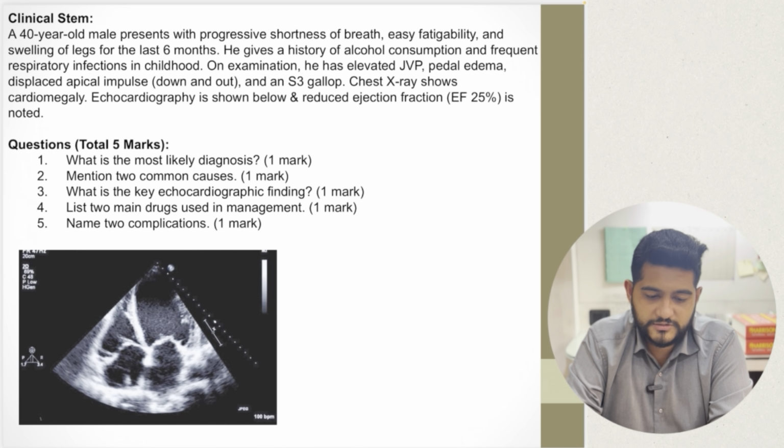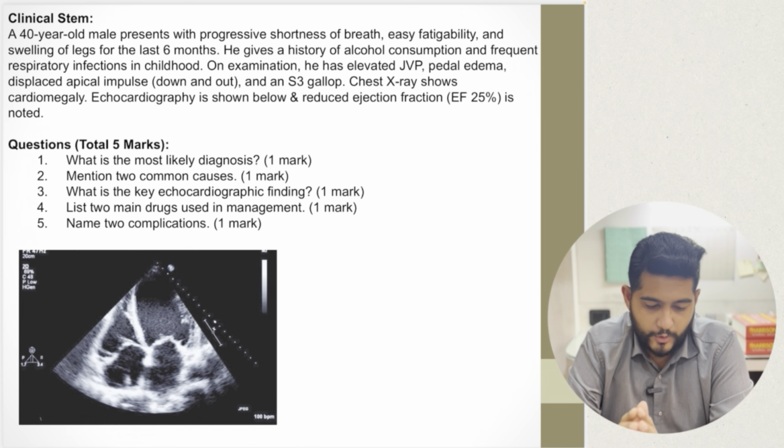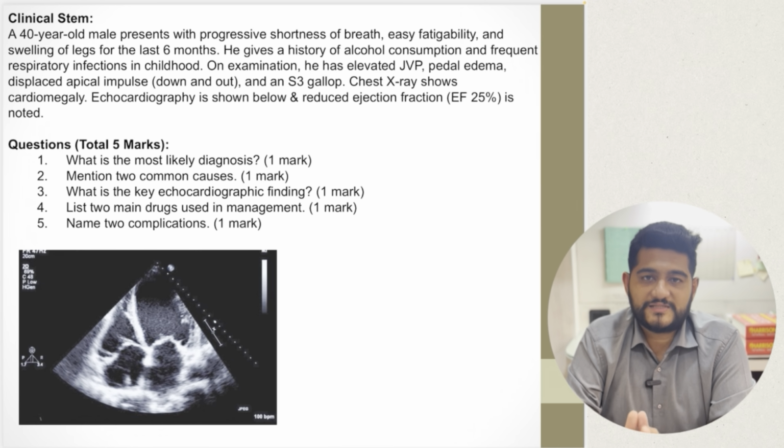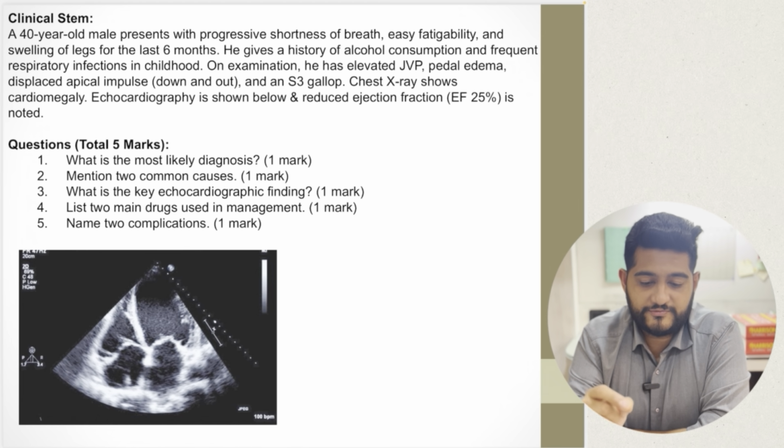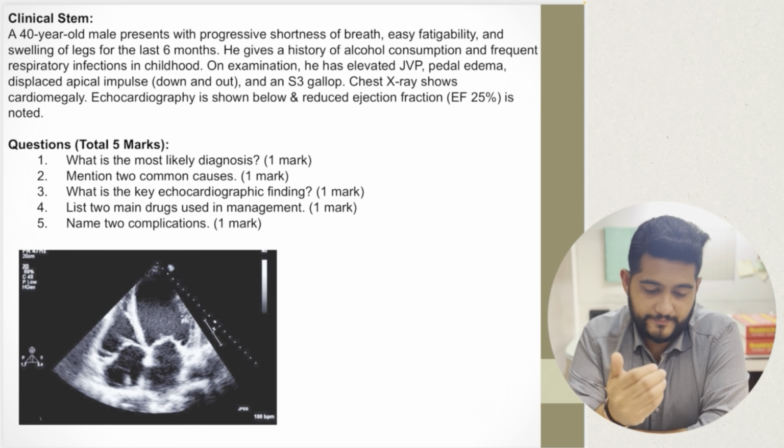What is the most likely diagnosis? Two common causes, key echocardiography finding, two main drugs and two complications. So you can clearly see all four chambers of the heart in the echo, and all are so much dilated. So there is no other diagnosis other than dilated cardiomyopathy. And as per the history also, the alcohol history along with reduced ejection fraction and cardiomegaly and the image which is shown, there is no other diagnosis than dilated cardiomyopathy.